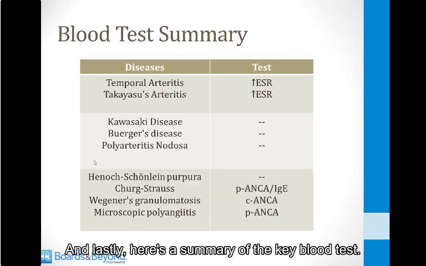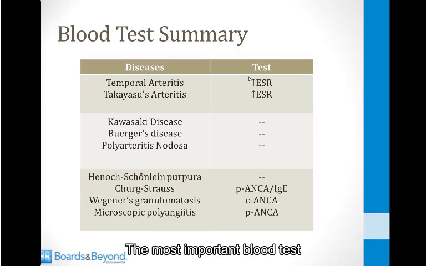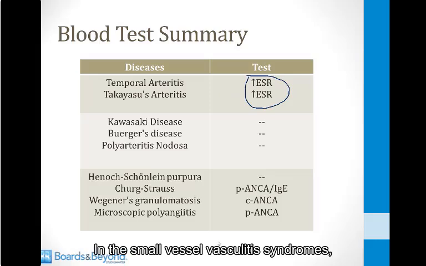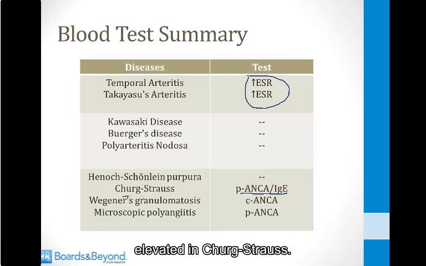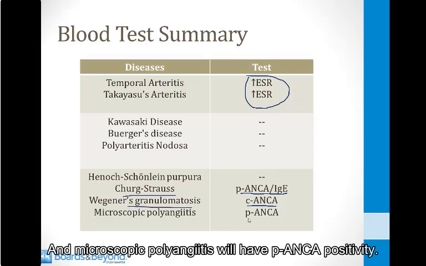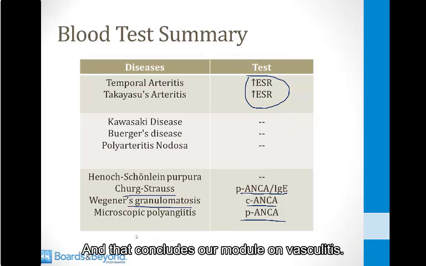And lastly, here's a summary of the key blood tests. The most important blood test for the large vessel vasculitides is the elevated ESR. In the small vessel vasculitis syndromes, you will see p-ANCA and IgE levels elevated in Churg-Strauss. You will see c-ANCA in Wegener's. Remember, that's the only c-ANCA disease. And microscopic polyangiitis will have p-ANCA positivity. And that concludes our module on vasculitis.